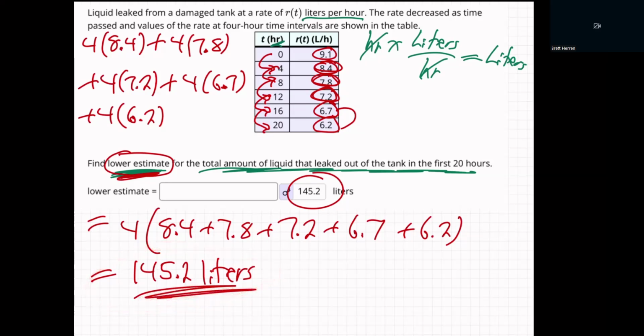So this just gives us a rough estimate of how much leaked out during that time period. It's the same thing as the area under the curve. That's why we're doing it. And there we go.